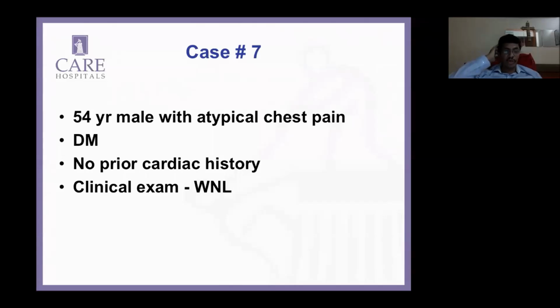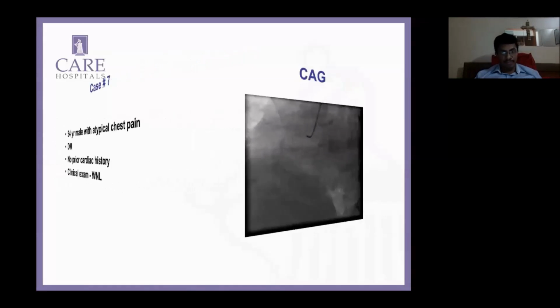This is a 54-year-old male with atypical chest pain. He was actually on a pilgrimage to Tirupati, had this atypical pain, came down, and was then seen by a physician. He's an underlying diabetic, with no prior cardiac history. Clinical exam was normal, but he had an abnormal ECG. The echo also showed mild LV dysfunction, RCA territory involvement, and then he came to us for further evaluation.